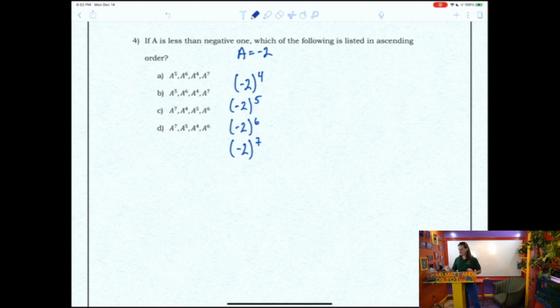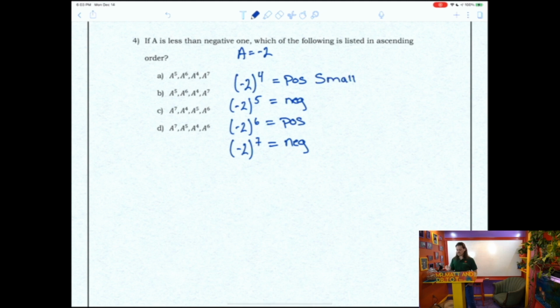If we're going to evaluate them conceptually, first I'm going to acknowledge that this is going to have a positive outcome, this a negative outcome, this a positive outcome, and this a negative outcome, purely from the even versus odd exponents. Now, if you raise it to a higher exponent, it's going to be a higher magnitude, but watch out for negative numbers, because negative values with higher magnitudes are actually smaller numbers. Negative 100 is a smaller number than negative 1, right? It's better to owe somebody $1 than to owe them $100. So negative 2 to the fourth is going to be a positive small number relative to negative 2 to the sixth, which is going to be a positive large number.